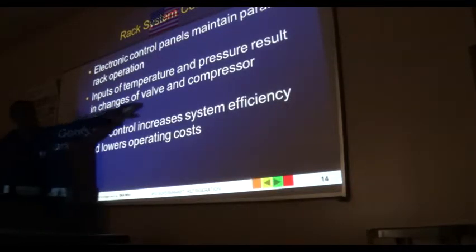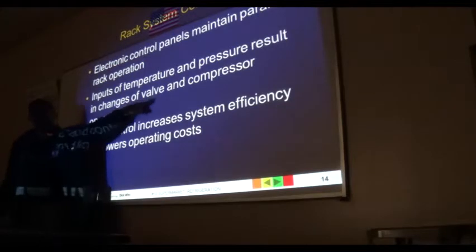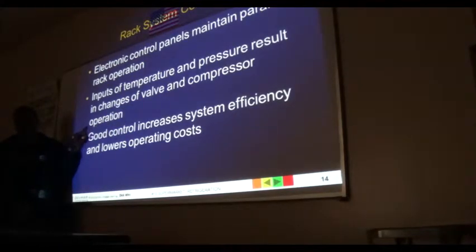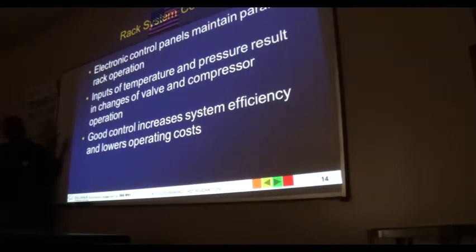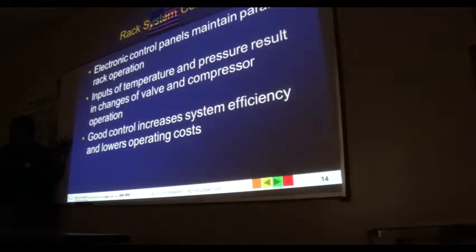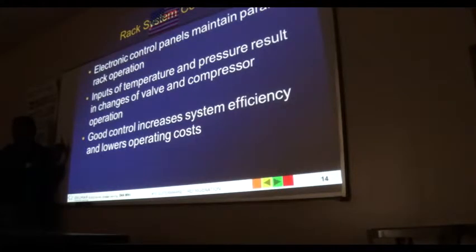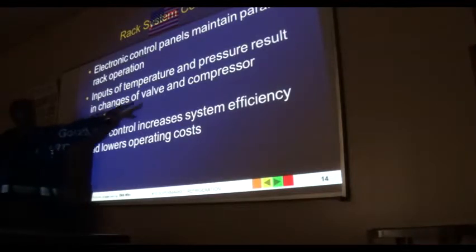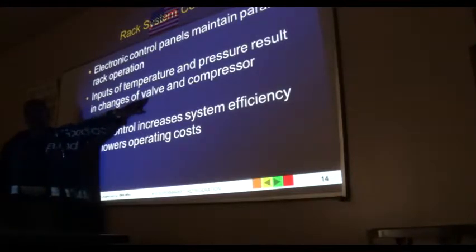Does this sentence read right to you guys? Does it sound kind of funny? Temperature and pressure result in changes of valve. Yeah, but it's saying that you're going to get a change from the valve, whatever valve they're talking about. But how does it change the compressor operation? The compressor's still going to run at a higher load, a heavier load is going to be put on it, right?